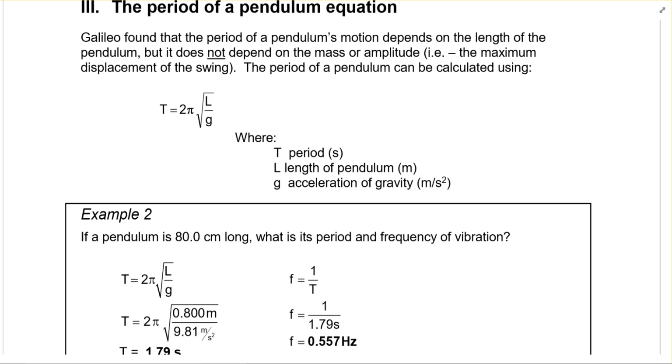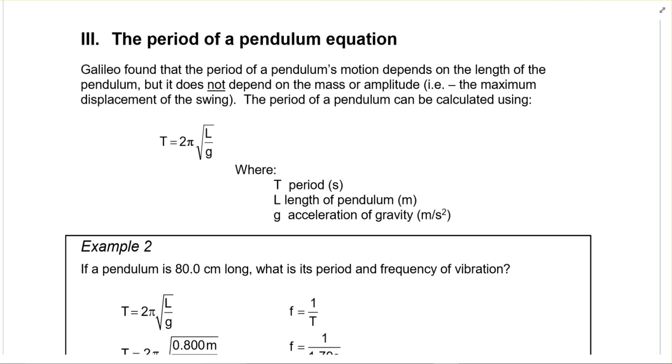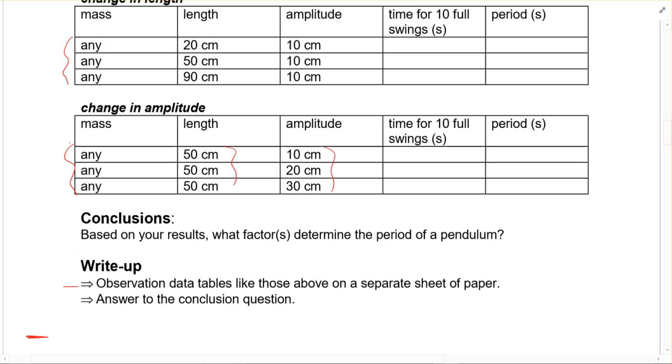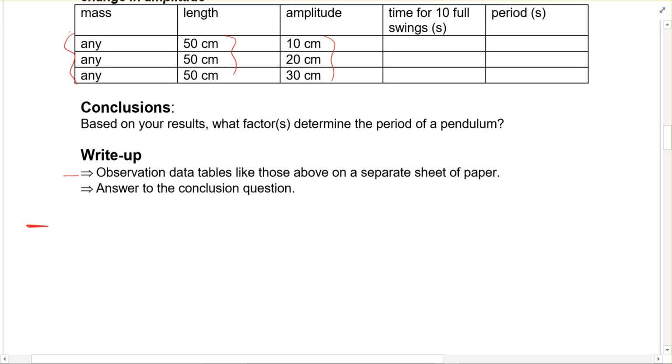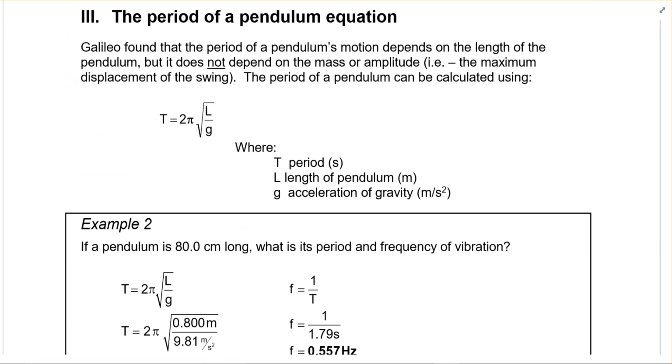Okay, welcome back. So we're going to be looking at the period of a pendulum equation. Based on what you have done in this lab, we should have realized that the only two things that affect the period of a pendulum, T, if you look at the equation, you can see this, right? Length is going to affect it, and it's going to be gravity. Those are the only two things. Mass didn't matter at all.